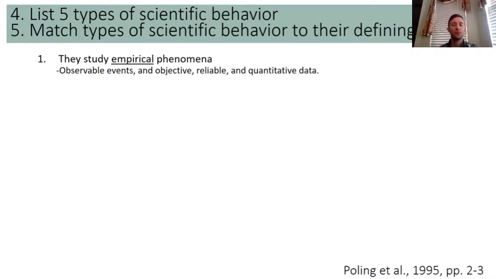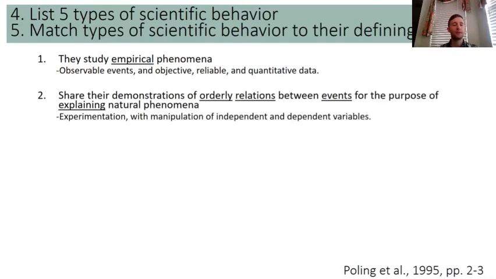And therefore, because empirical phenomena can be observed and measured, that means they can be quantified. That means values can be assigned to physical dimensions of the phenomena. So that's a type of scientific behavior, a behavior that scientists who study within a natural science do.